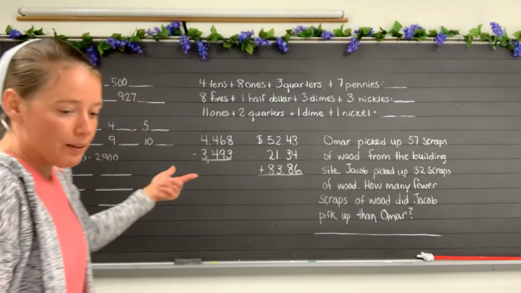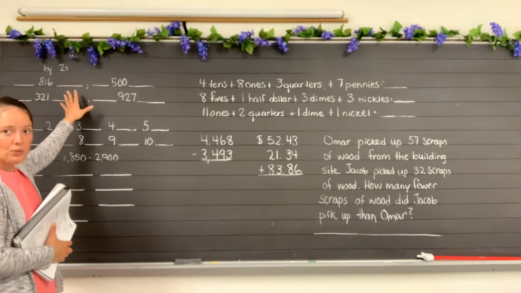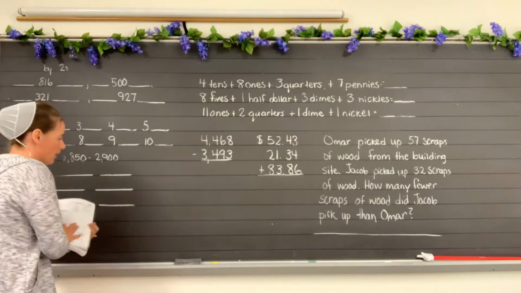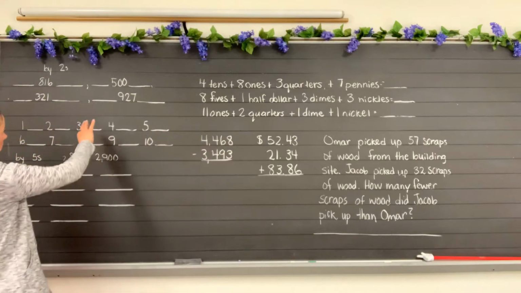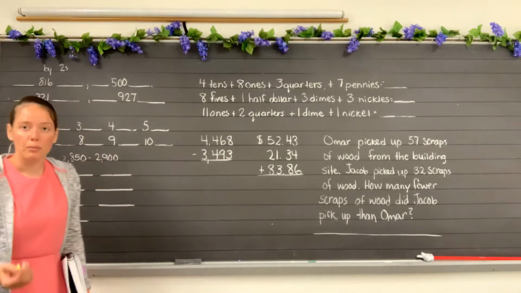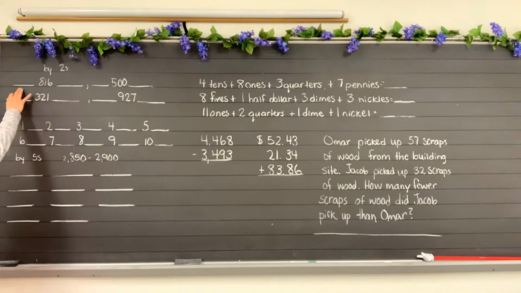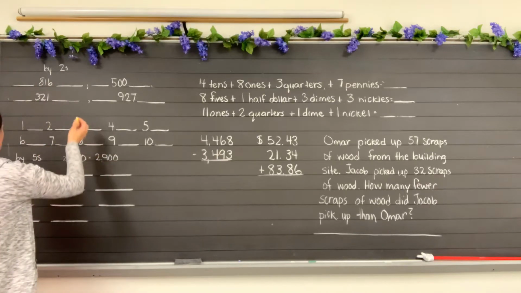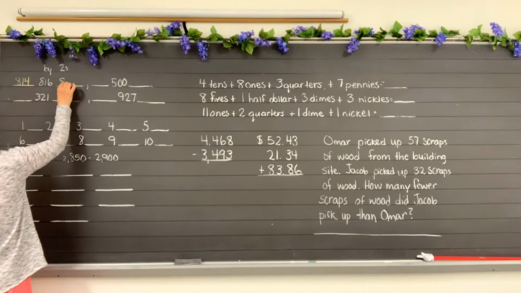We have numbers. Here we have going by twos, so we're going to fill in the blank going by twos. If you're going by twos, then you're going to look in the ones place and go the number before that. So before or after. Here we have before 816 by twos, it would be 814. And then we have 818.